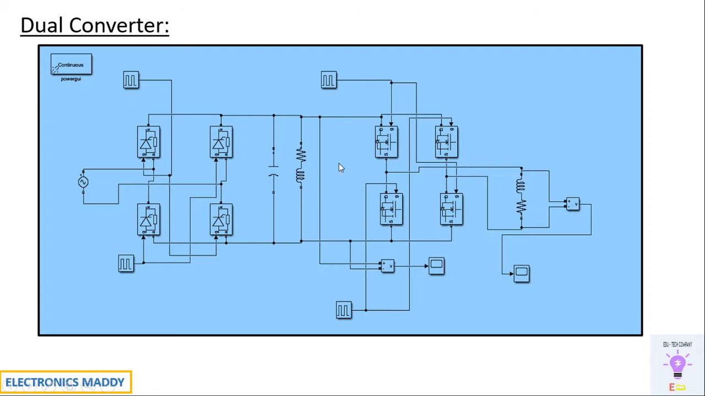So what are we trying to do? We are converting AC to DC at this point, converting DC to AC again at this point. We are basically getting AC at the load terminals. However, there are two types of converters that are used in order to achieve this operation. Hence the name dual converter.